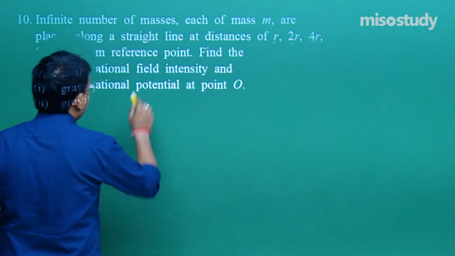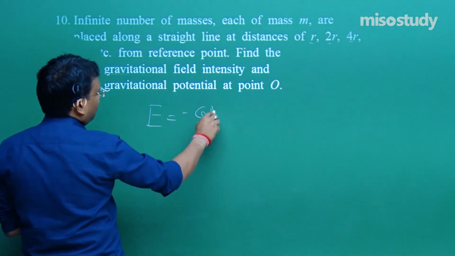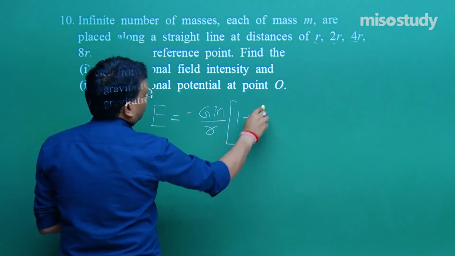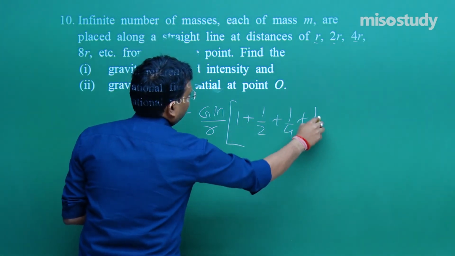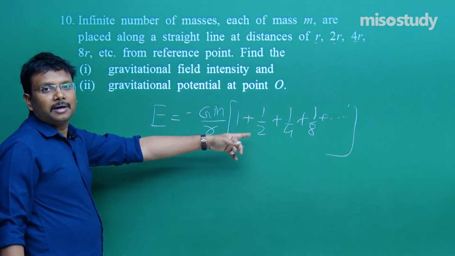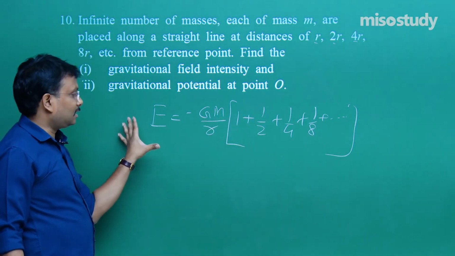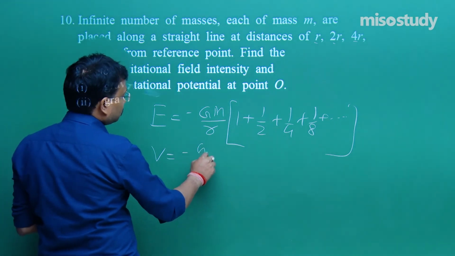That you will get, say for example, for the first one, minus GM upon r square, and out of it you can take 1 plus 1 by 4 plus 1 by 16 plus 1 by 64 and so on. A series is forming in mathematics. Form the series, write the general term, get the value of E. Similarly, for the V also.